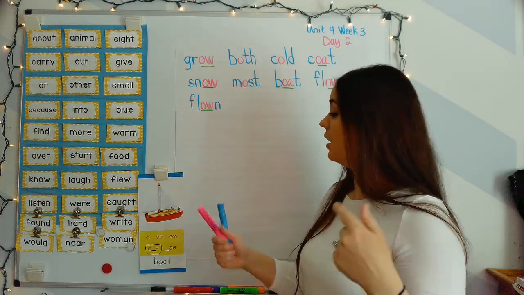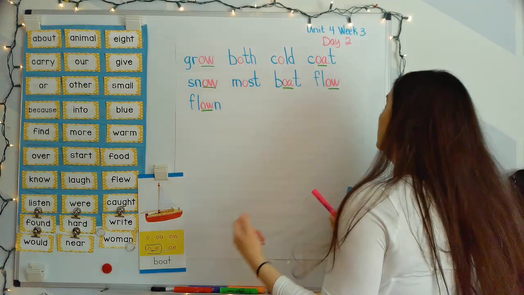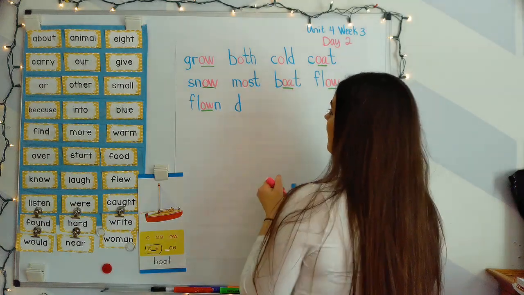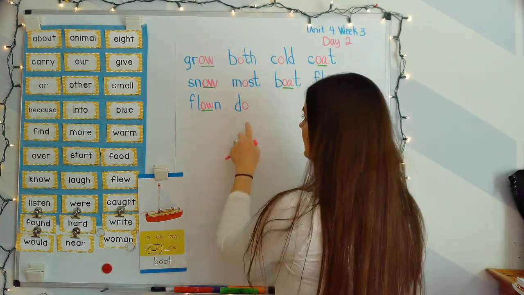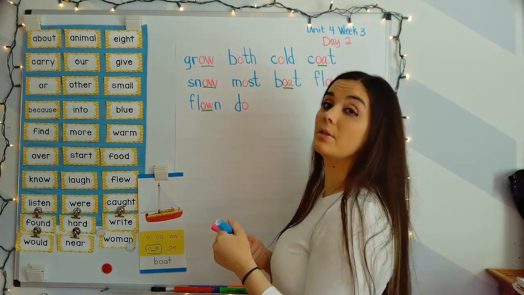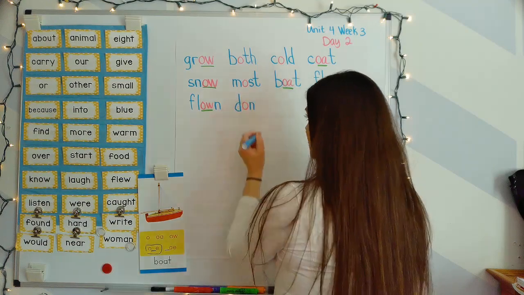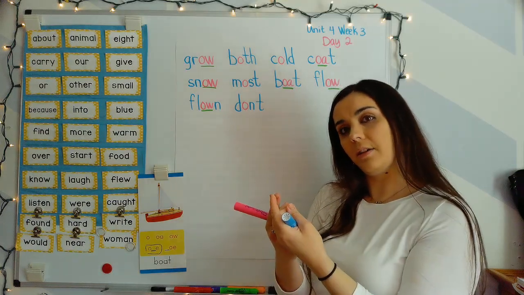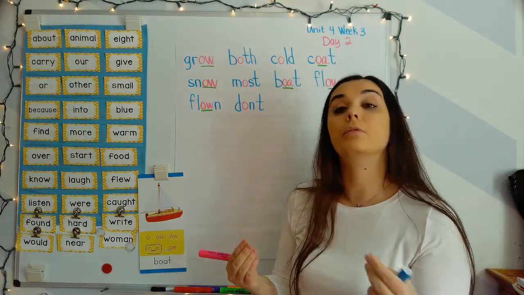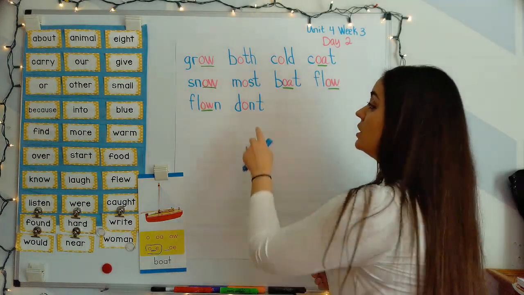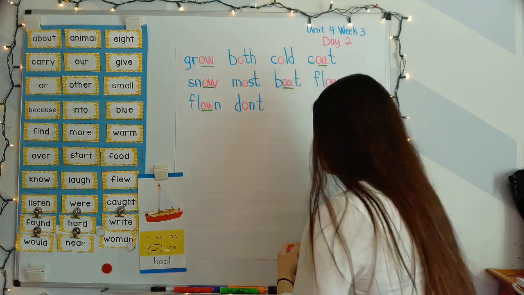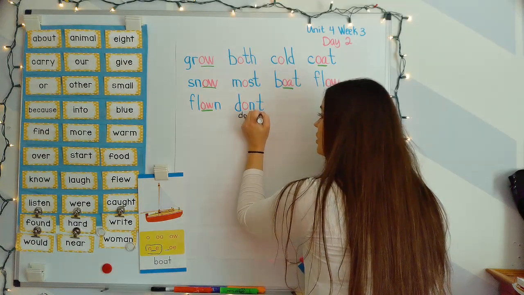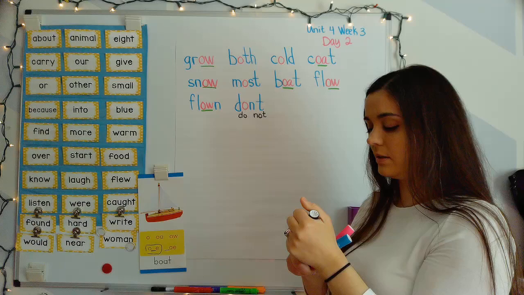All right, so don't. Your turn. Da, O, nt. Don't. So not only is this word, don't, an example of the O by itself saying that long O sound, but it is also a contraction. So we have talked about how a contraction is two words that come together to make one word. It's a shorter way of writing two words or of saying two words. So this contraction, don't, stands for the words do not. Like, do not jump on the bed.